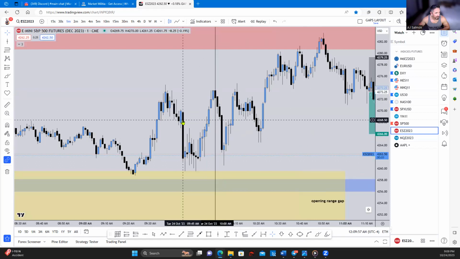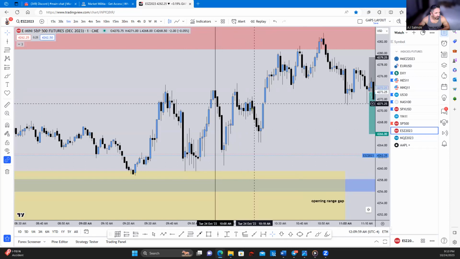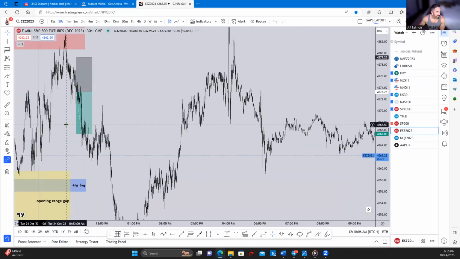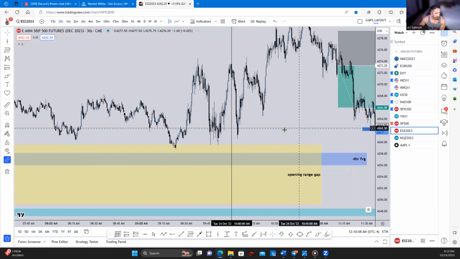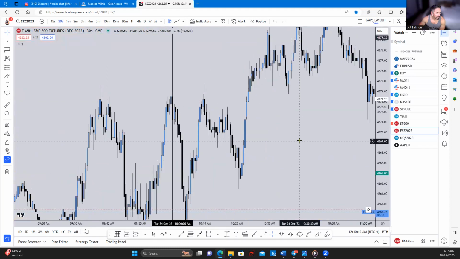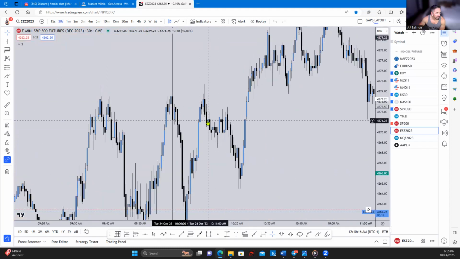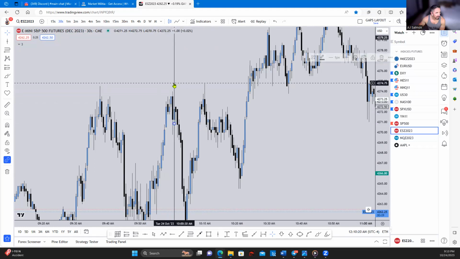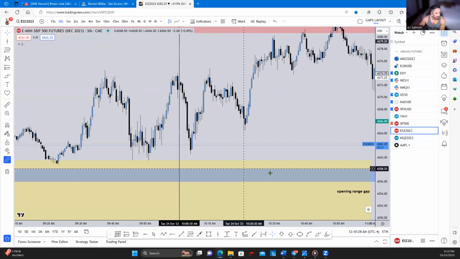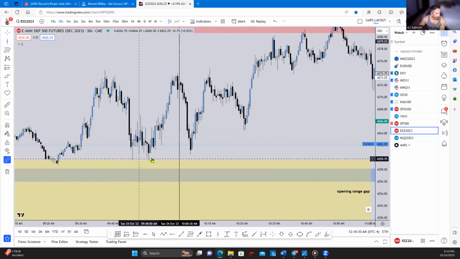at 10 a.m. We had some news, and I did try to take a short here. What did I try to take a short originally? I think it was inside of this 30 second. We had swept some buy side liquidity there. And here. So I was trying to take a short down. I was thinking we were going to come back down and tap into this opening range gap. We had a lot of equal lows in here.